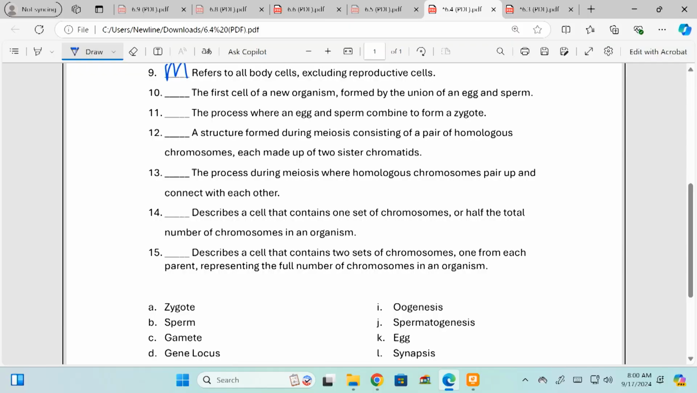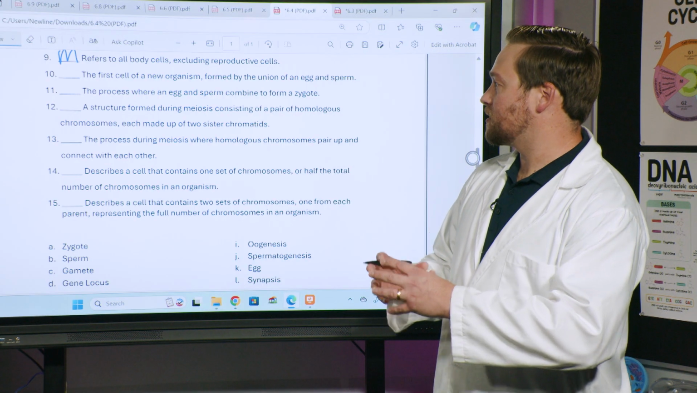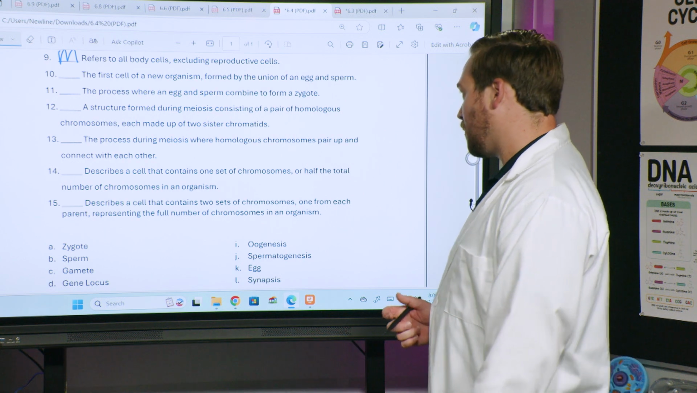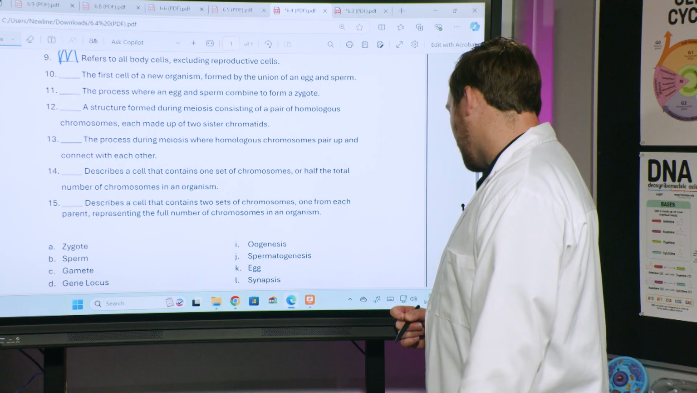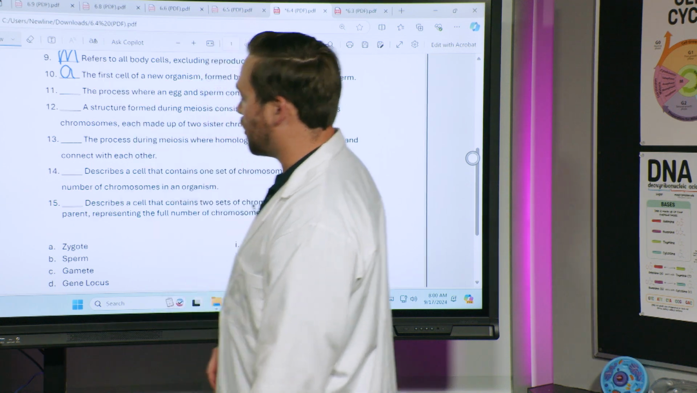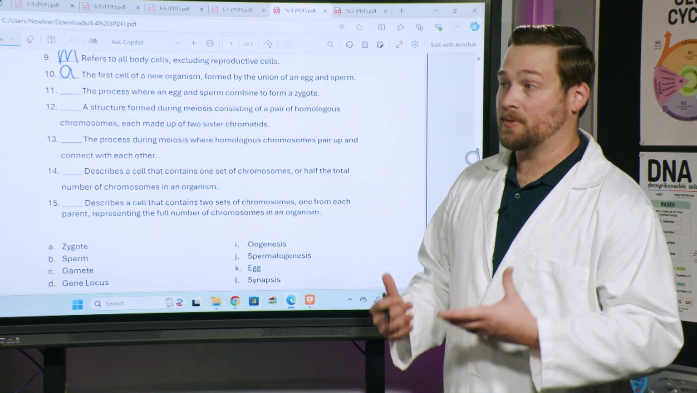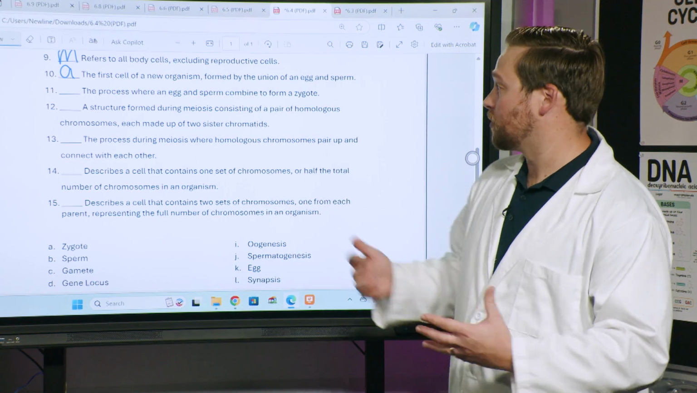10. This says, the first cell of a new organism formed by the union of an egg and sperm cell. So what is it called when the first cell of a new organism, this is after fertilization, what's that cell called for number 10? Let's go with A. This is a zygote. Y'all might remember that a zygote is a one-cell large organism and occurs immediately after fertilization.